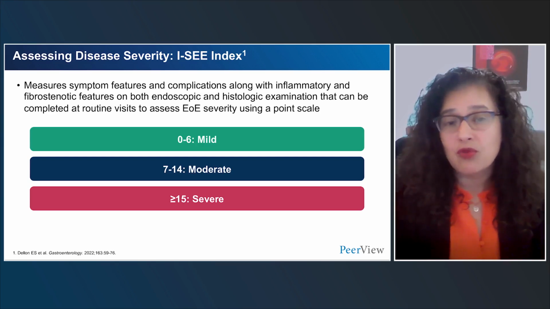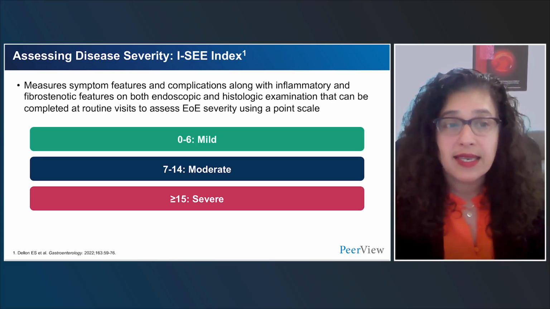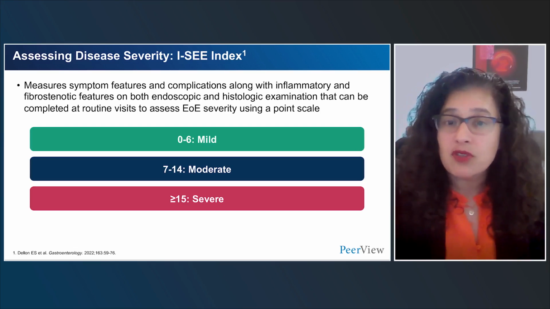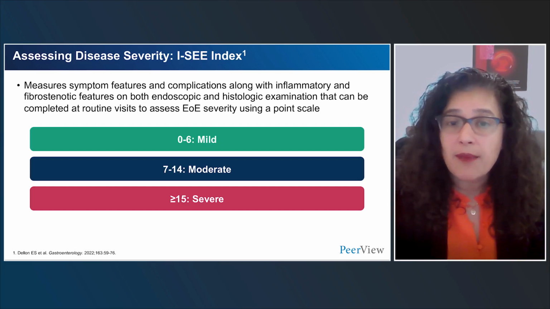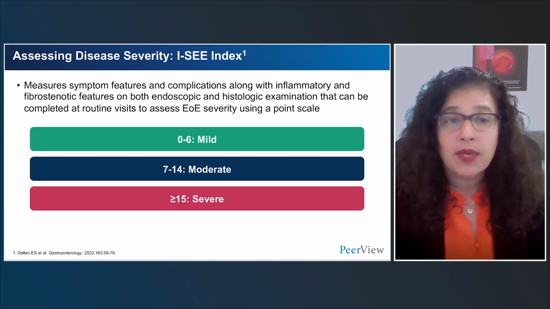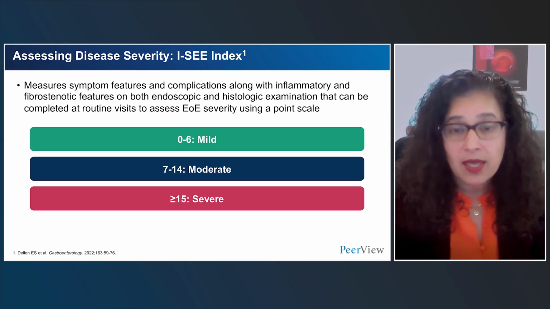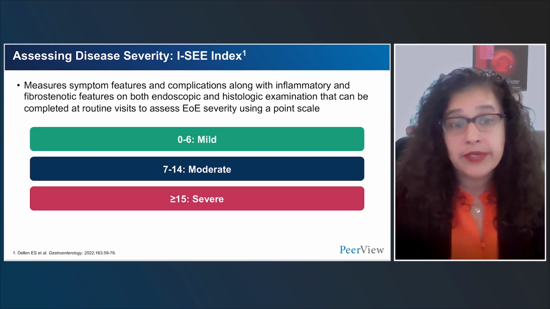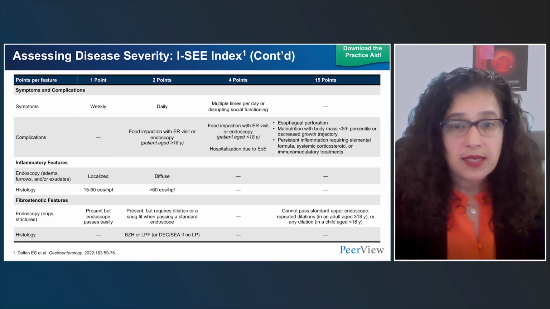One thing that you can use when you're diagnosing a patient with EoE is a tool called the I-C index, which can assess disease severity. This measures symptom features and complications along with inflammatory and fibrostenotic features on both endoscopic and histologic examination that can be completed at routine visits to assess EoE severity using a point scale. And this has been made into an easy to use app through the AGA. The point scale is 0 to 6 is mild, 7 to 14 is moderate, and over 15 is considered severe. And this is what it looks like.